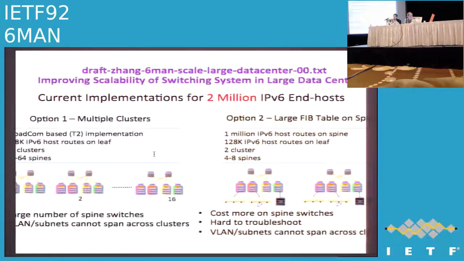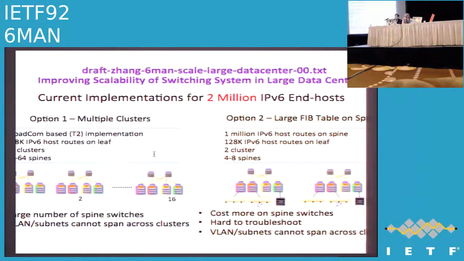They break up into multiple clusters. So each cluster supports 128K hosts. Then with multi-cluster, you can support up to 2 million. But the issue is that in this scenario, you need many more spine switches. Also, you need to make communication between the spine switches. Sometimes you need to build another top layer of switches. So this obviously is not that efficient.